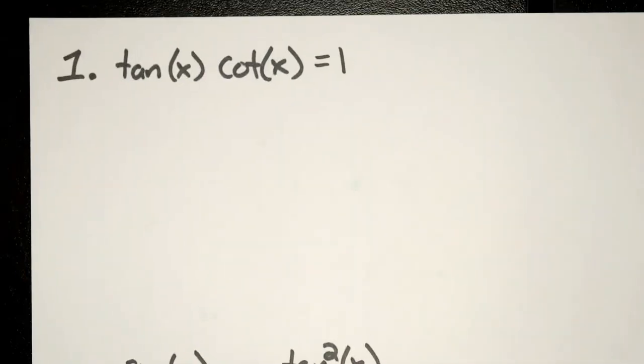Hello, today I want to take you through verifying trig identities, just a bunch of examples that we can get through. Let's take a look at the first one right here. Let's do tangent times cotangent equals 1.